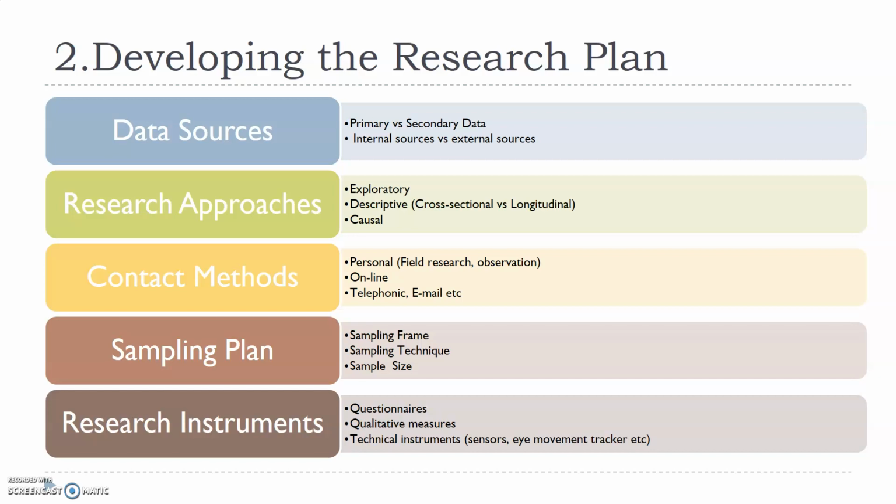Next one is research instrument. Most of the time, 70 to 80% of the time, we go ahead and conduct surveys through questionnaires. There are also different qualitative measures. I have a separate video which talks about different qualitative techniques like focus group discussions, in-depth interviews, and projective techniques. In today's world, recent technical innovations like an eye movement tracker, or a brain sensor, are helping different kinds of research.